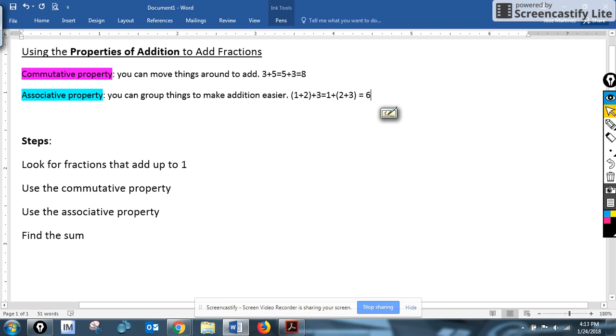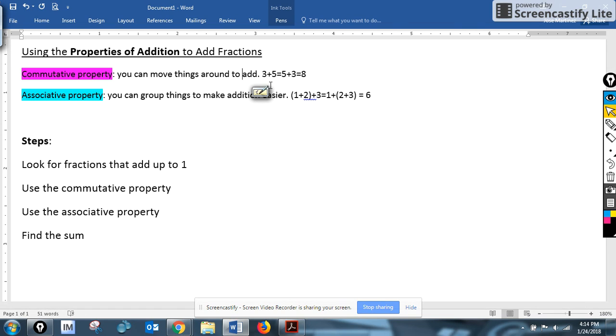In this video, I'm going to show you how to use the properties of addition to add fractions. But before we get into that, I need to explain a couple of vocabulary words so this might make sense to you. We'll start with the commutative property. This is a rule that allows you to move things around in an addition problem, and that will not change the answer. Here's an example right here.